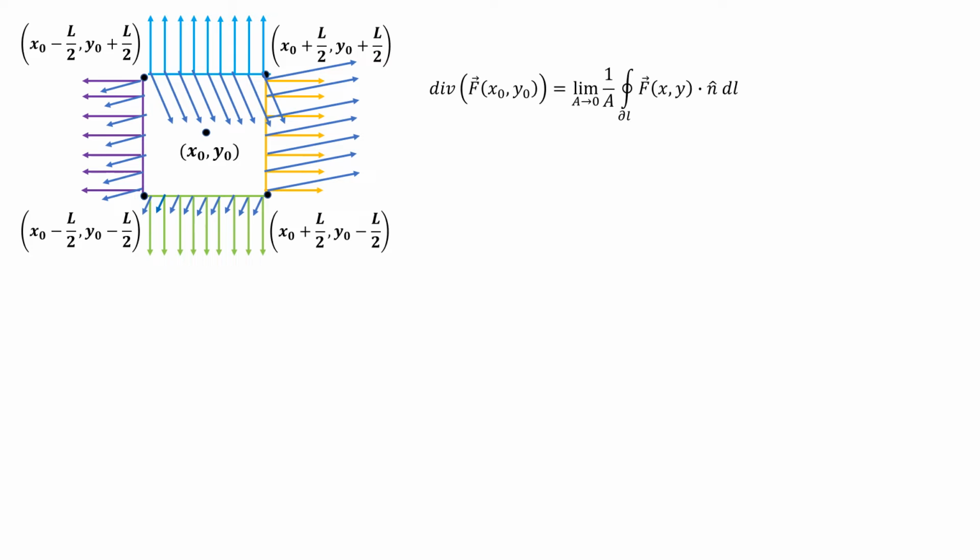So if we want to find the divergence at a point x0, y0, then we take the limit as the area of our surface approaches 0 of the flux across our surface divided by the area of the surface. In order for our area to approach 0, the side lengths of length L must approach 0, and the area of our square is just L squared.